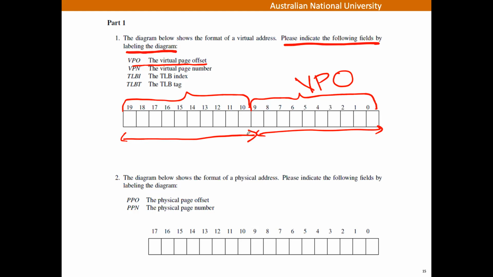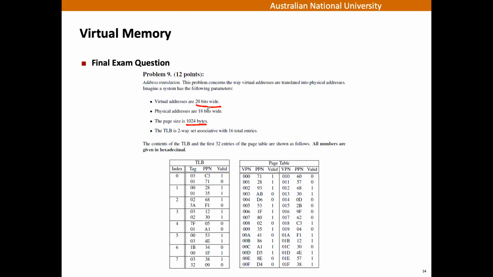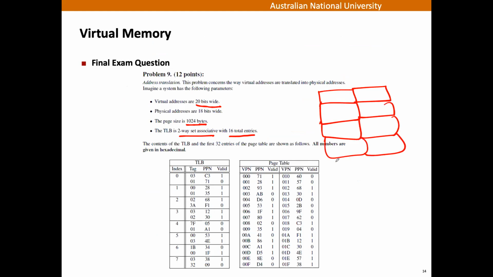So how many bits do I need to index the TLB? And how many bits do I need for the tag? So my TLB has 16 entries, and it's two-way set associative. How many bits do I need to index a TLB? How many sets do I have in the TLB? So two-way set associative looks like this. So 16 entry TLB, two-way set associative.